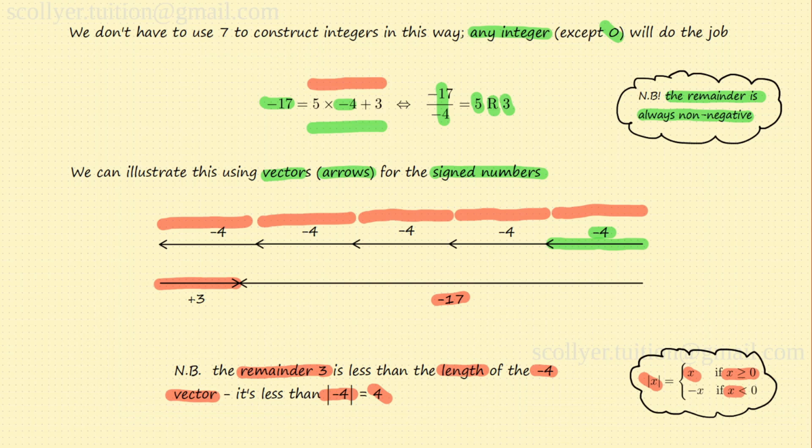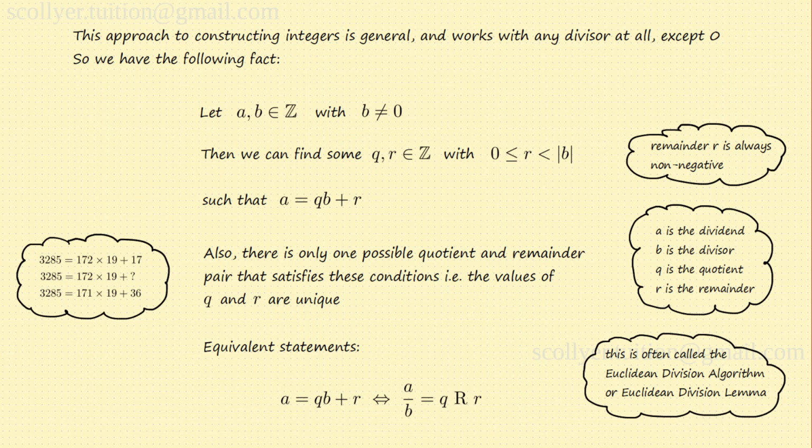If x is a negative number, less than 0, it spits out minus x, which is positive, of course, if x is negative. And of course, this approach to constructing integers has nothing at all to do with 7 or minus 4. It works with any divisor at all, with the exception of 0. And so we have the following fact.